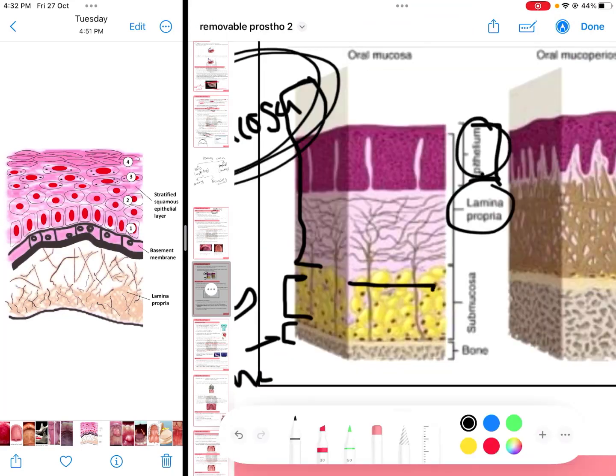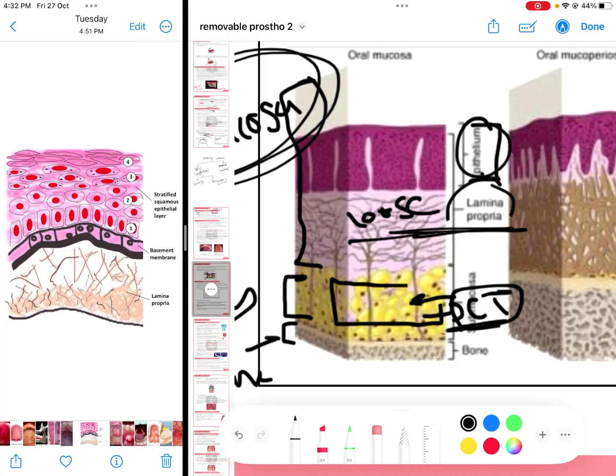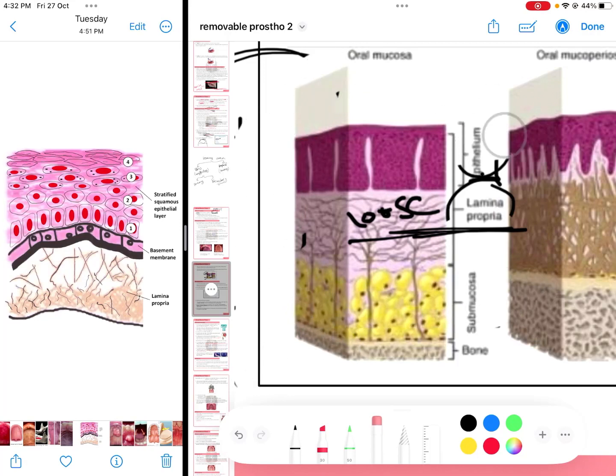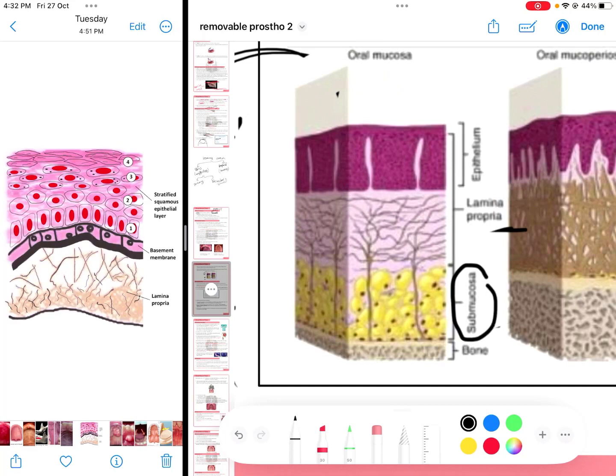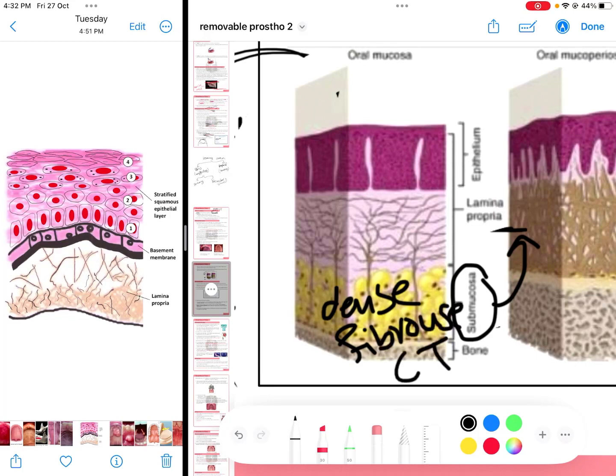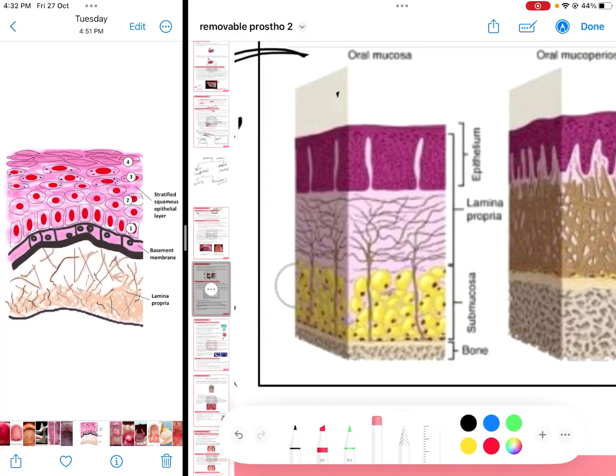Now the submucosa is made of connective tissue. So the lamina propria and the submucosa are both made of connective tissue, but the difference is that the lamina propria is in the mucosa and is made of loose connective tissue, while the connective tissue in the submucosa is denser. The submucosa provides the support for the mucosa, because it has dense, fibrous connective tissue. Okay, and underneath it we have the bone.